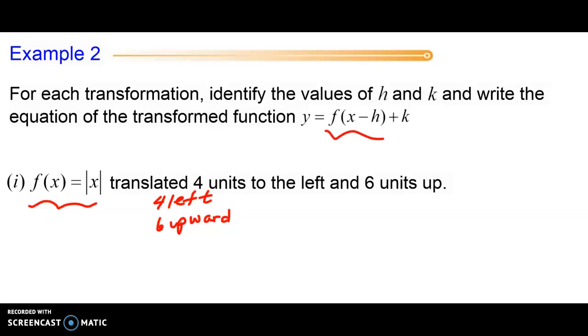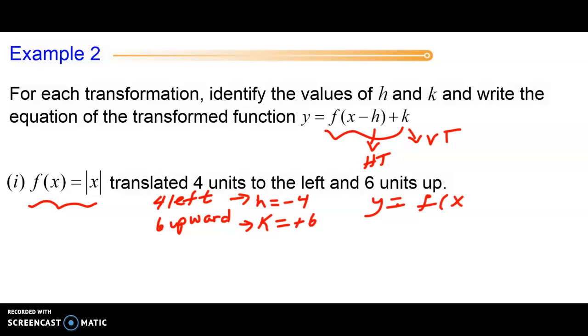Now think about the original equation and think about its transformation. H and K stand for horizontal translations and vertical translations. So when we say 4 left, we are talking about H being -4. Upward, we're talking about K being +6. So I know that when I write my transformed function, it's going to look like x subtract -4 plus 6, or y equals f of x plus 4 plus 6.